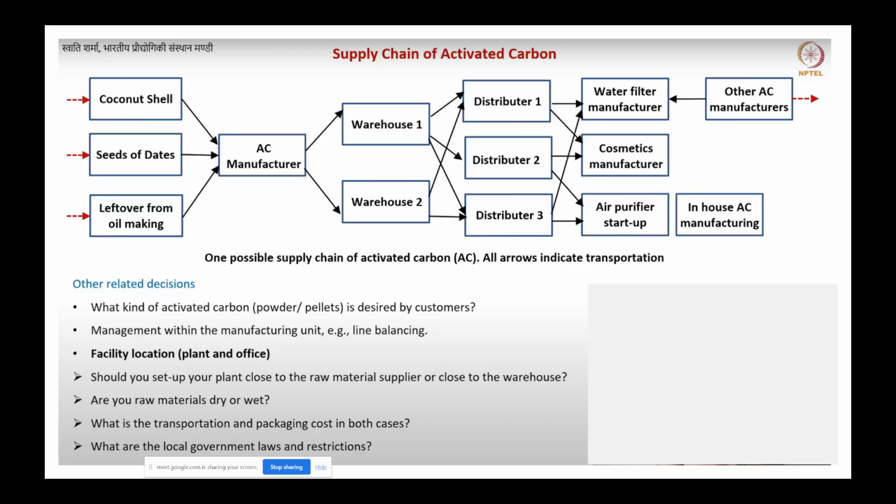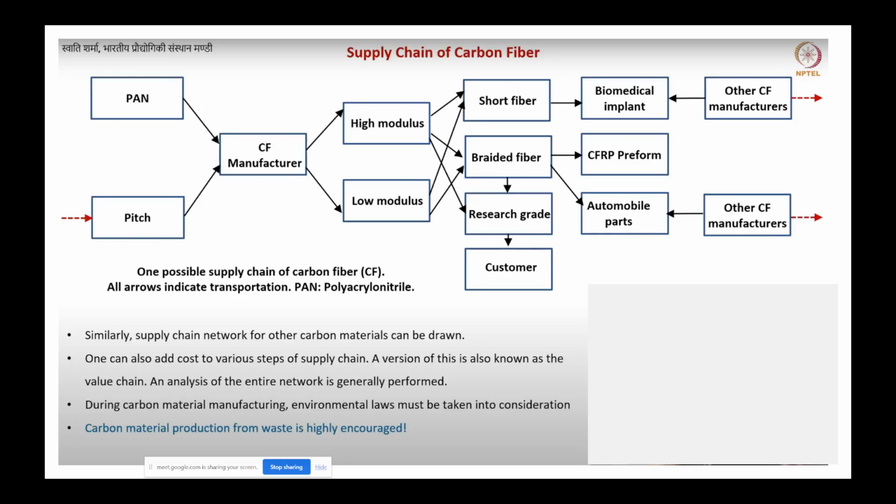They will have warehouse one and two, and every warehouse will have distributors one, two, three, and many more. Suppose distributor one will give to the water filter manufacturer and the cosmetic manufacturers. Distributor two will give to the cosmetic manufacturer and the air purifier. Distributor three will give to the air purifier startup and the water filter. So they have different distributors, and that will supply to that particular manufacturer. And other AC manufacturers will give to the water filter manufacturer, and then it will go to in-house activated carbon manufacturing. So they will have a vast range in this supply chain.